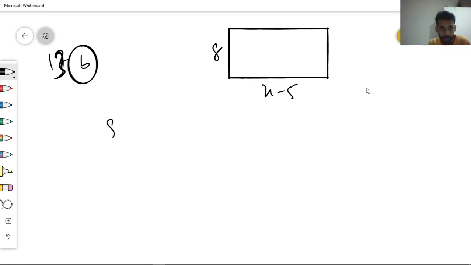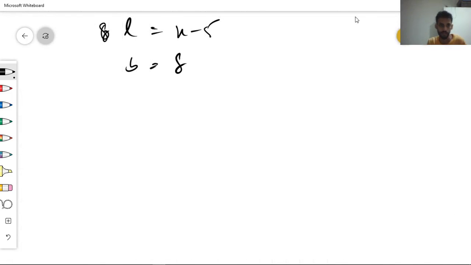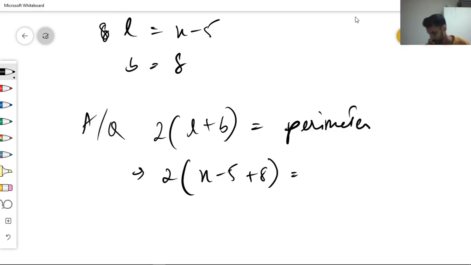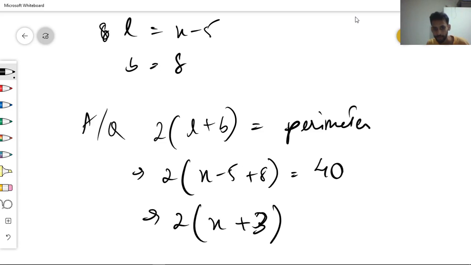So according to the question, length given is x minus 5, breadth given is 8. According to the question, twice into L plus B is equal to perimeter. So twice into x minus 5 plus 8 is equal to perimeter, perimeter given is 40. Twice x plus 3 is equal to 40.